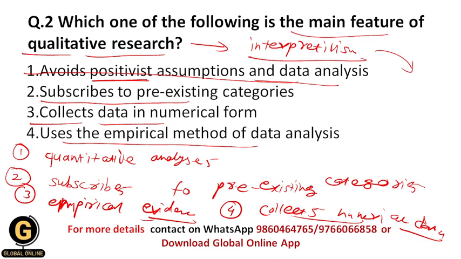And that's why the correct answer here is 1, because avoiding positivist assumptions and data analysis is one of the main features of qualitative research. If you observe the below 3 options, you will understand that all of these 3 options come under the characteristics of positivist assumptions only. That's why the correct answer here is 1.